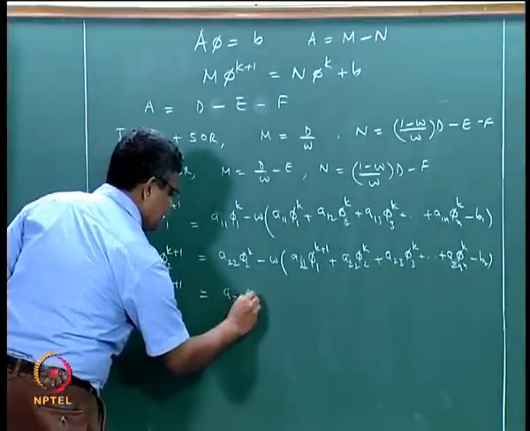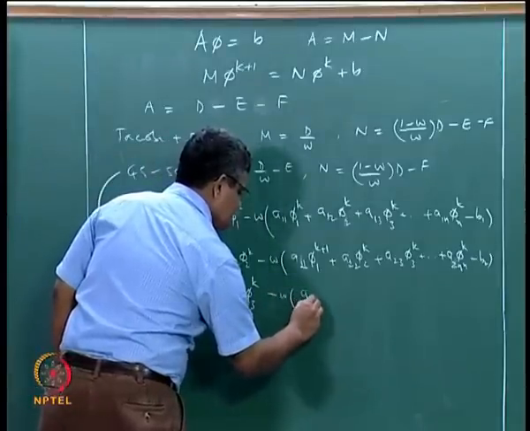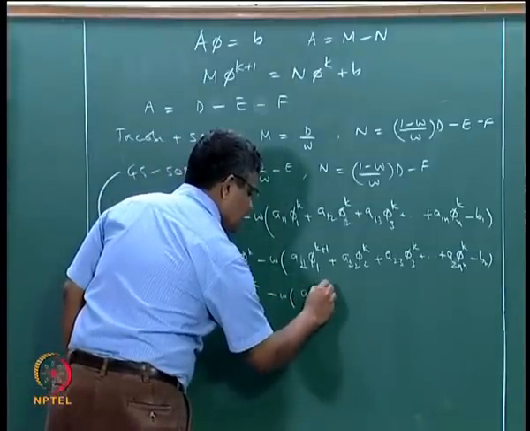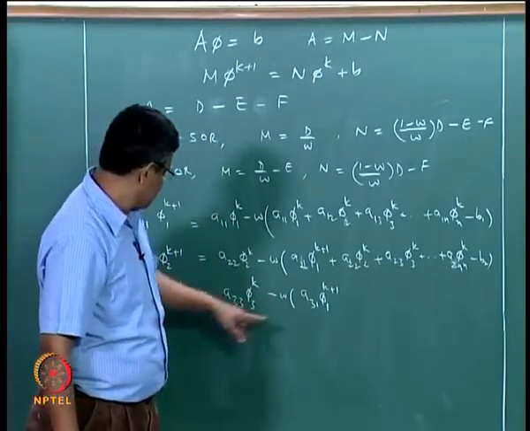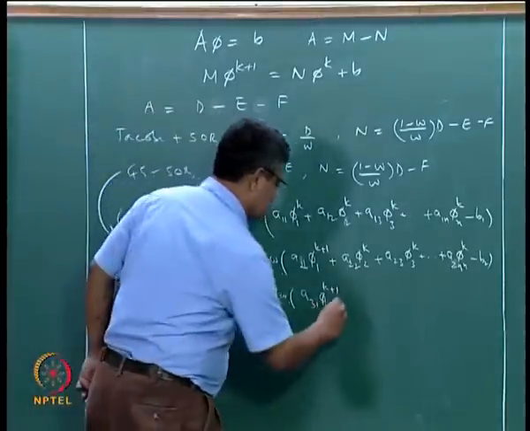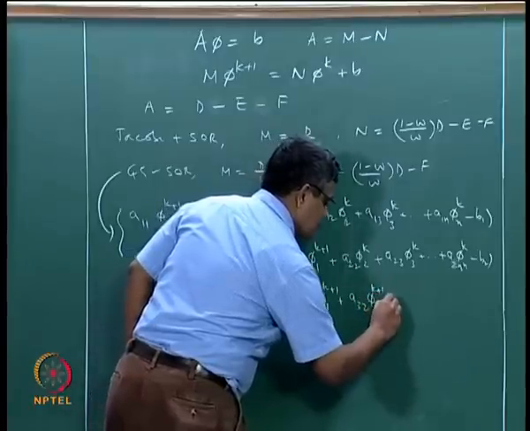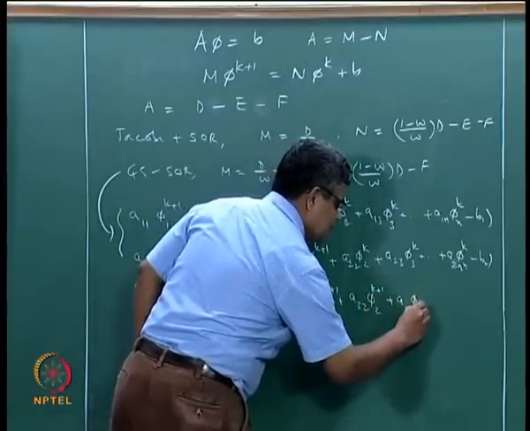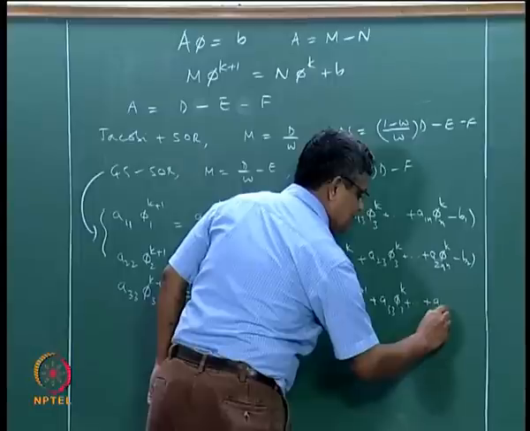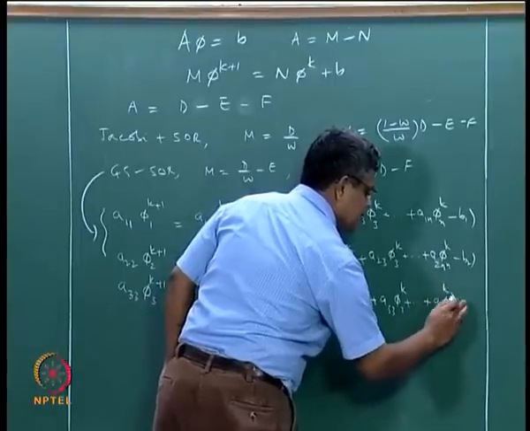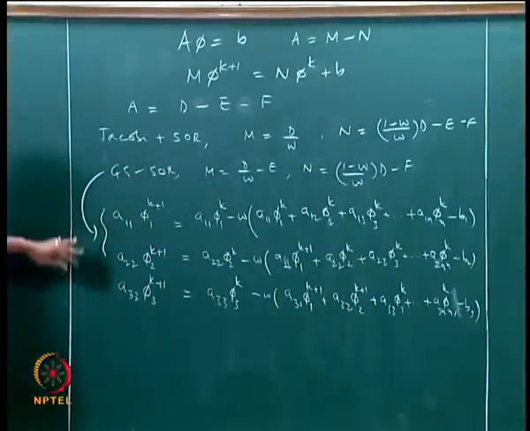This is a33 phi 3 k minus omega times (a31 phi 1 k plus 1. We already have, by the time we come to the third row, third variable, phi 1 at k plus 1, and we also have phi 2 at k plus 1, plus a33 phi 3 k plus so on up to a3n phi n k minus b3). So this is how we can do this.